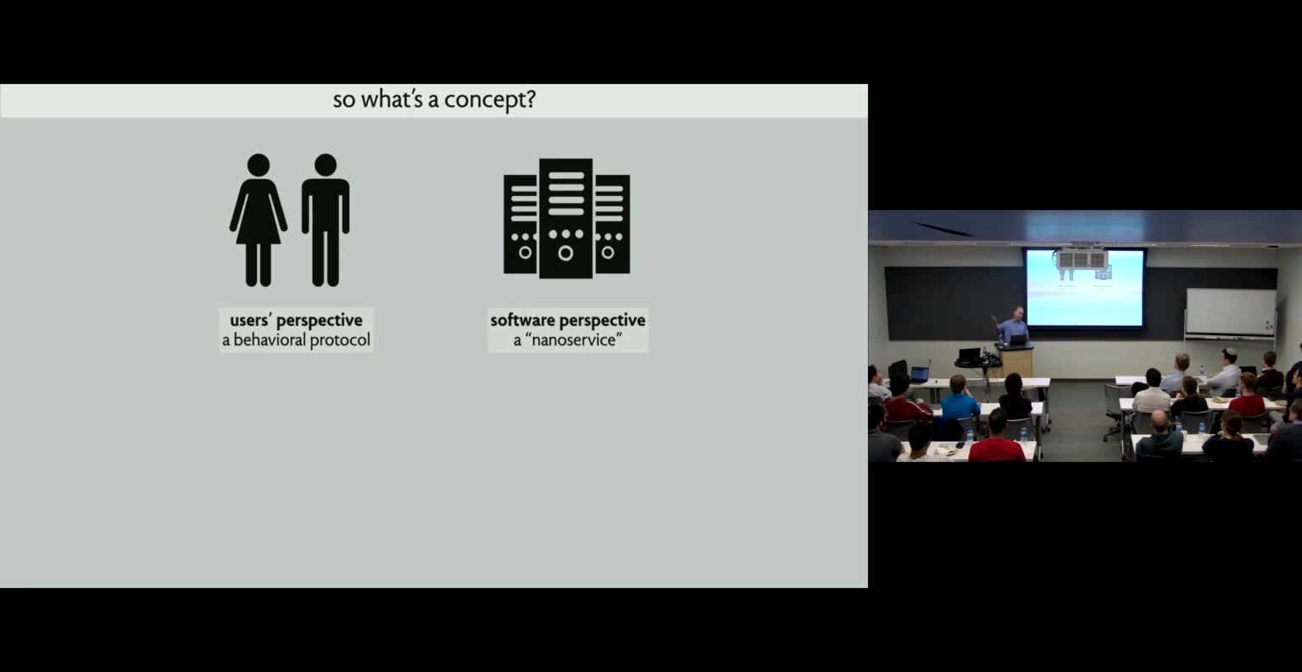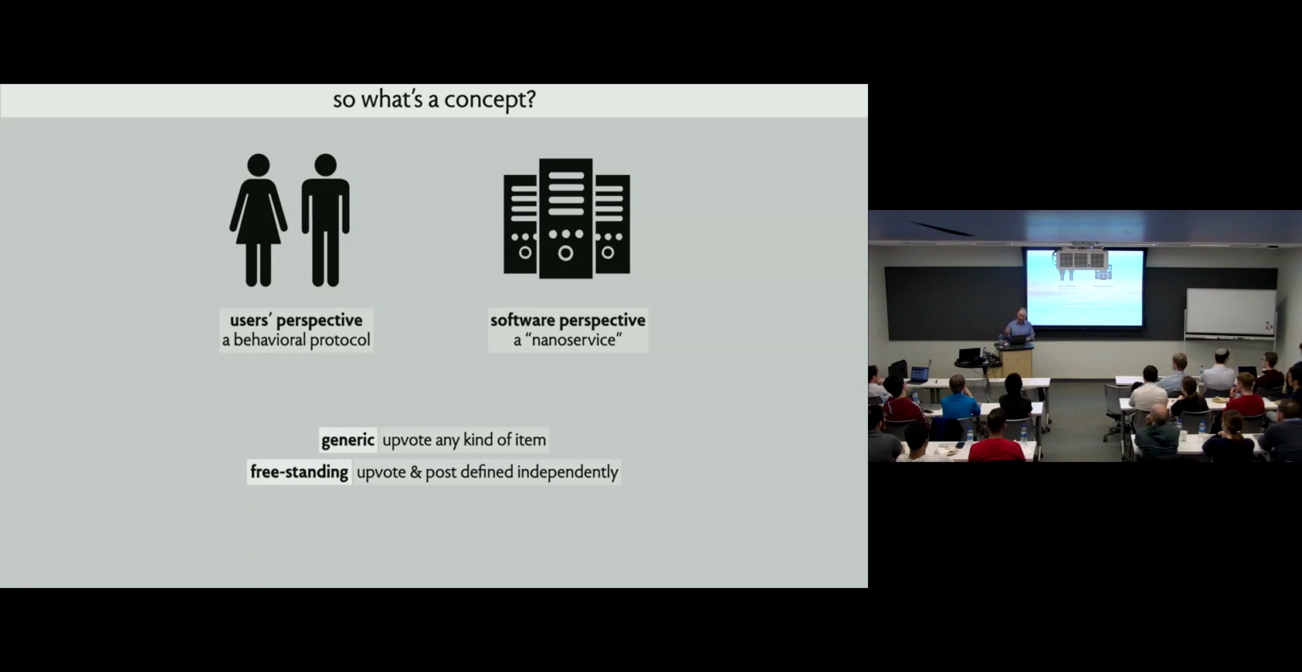It's smaller than a microservice, which would typically be an aggregate of many concepts. Typically, a concept is generic. So in particular, you can upvote any kind of item. It's freestanding. So notice in particular, and I think this is really crucial, and the early literature on mental models points out how important this is, that concepts have to be understandable fully independently of one another, right? So the reason that I can understand upvoting is because I can take my knowledge of upvoting from one app to another, and it's not related to any other. I mean, obviously it interacts with the other concepts in the app, but I can understand it completely independently.